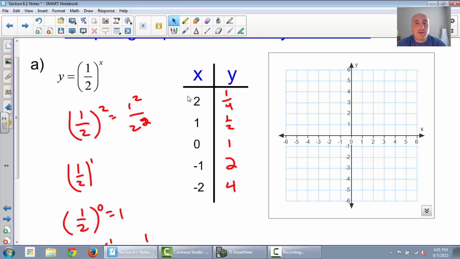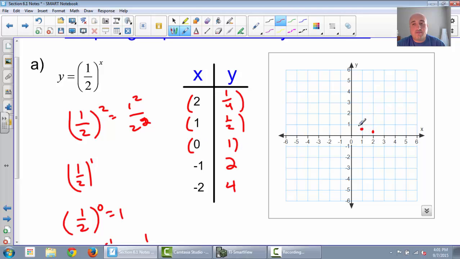All right, so our first ordered pair is 2, 1/4. So 2 to the right, 1/4 up. It's real close. 1/2. 1 to the right, half up. 0, 1. 0 left and right, 1 up. Negative 1, 2. That's 1 to the left, 2 up. And lastly, negative 2, 4. So that's 2 to the left, 4 up.